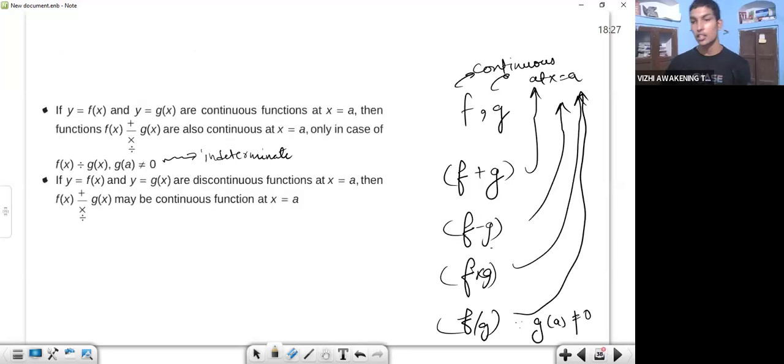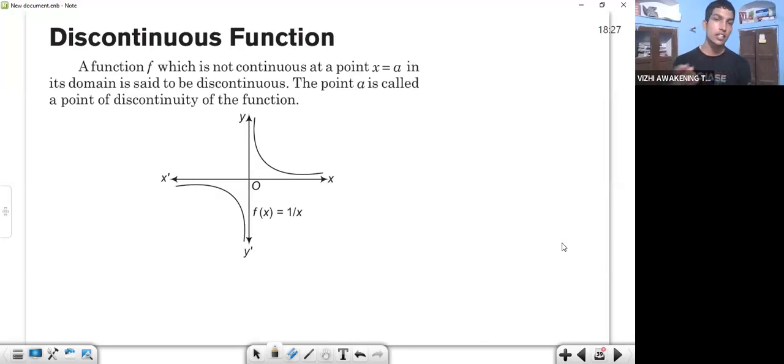So as we have talked about the continuity of a function, let us talk about the discontinuous function. A function which is not continuous at a point x equals a in its domain is said to be discontinuous. That point a is called a point of discontinuity of the function. It is simple: wherever our graph is breaking, we can call it a discontinuous function. And if the graph is continuous, then it is a continuous function. Here is an example, the inverse function 1 by x, because at x equals 0, the function becomes 1 by 0, which is an indeterminate form.